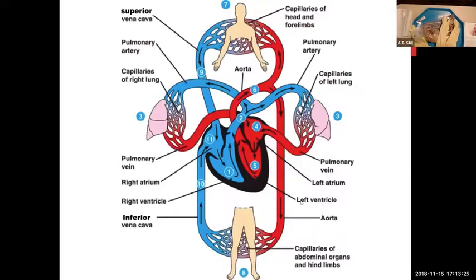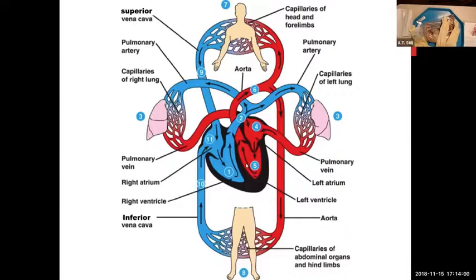So this is kind of just a big picture of the circulatory system that we just went over. Here we have the superior vena cava and the inferior vena cava that bring the blood to the right atrium of the heart, it goes through the tricuspid valve into the right ventricle, through the pulmonary valve into the pulmonary trunk, and then through the pulmonary arteries into the lungs, where it gets oxygenated, so it turns from blue to red.